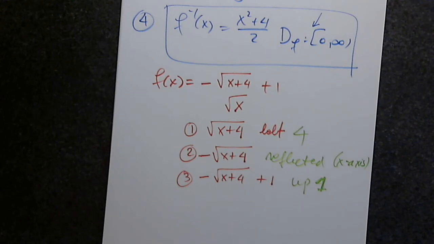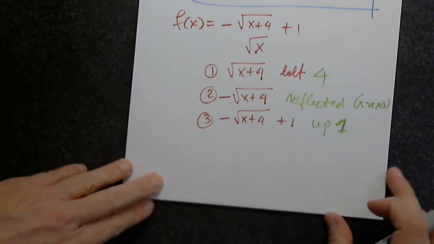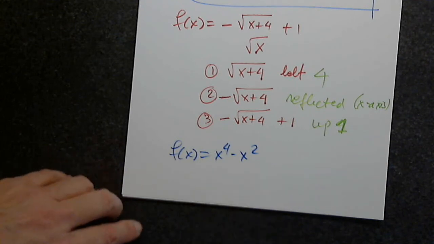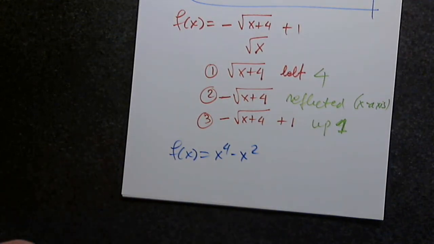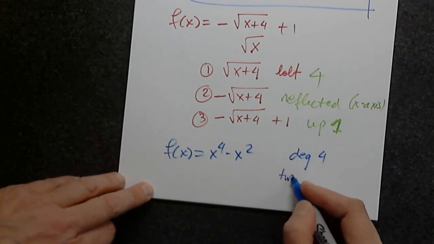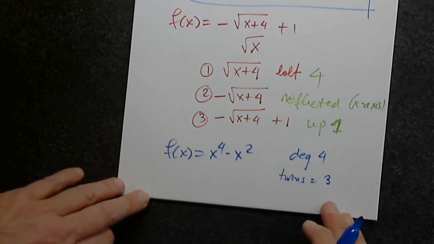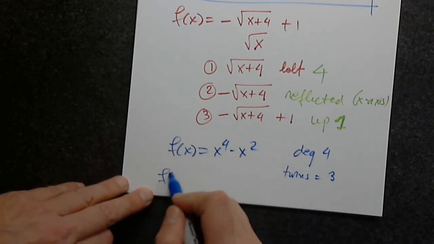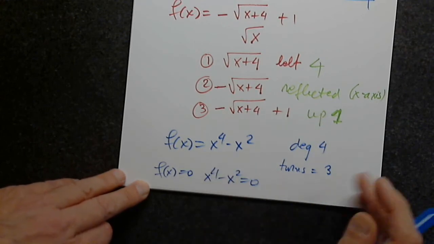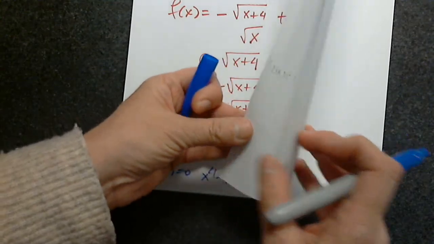Number 3. Graph f of x equals x to the 4th minus x squared, okay? Can we also look at these? Oh, yes. So we are given a function which is x to the 4th minus x squared, is that correct? Okay, that sounds good. And we're asked to graph this function. It's a polynomial function. Immediately identify degree 4, turns maximum 3. I will find the x-intercepts immediately with x to the 4th minus x squared equals 0 before I even start the table.